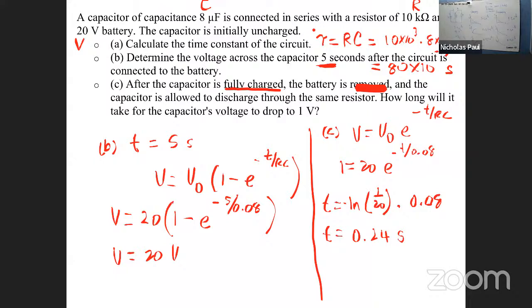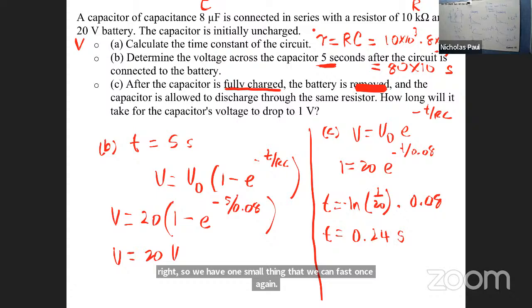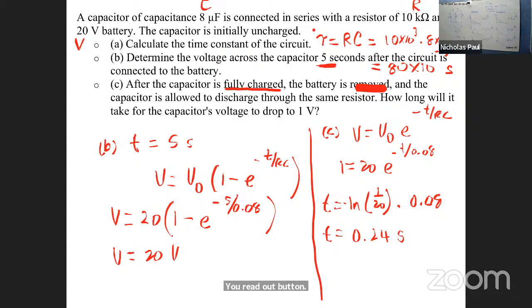Alright, so we have one small thing to do in capacitance again. That's your homework. Read up on energy stored. Right, and then we'll put it together and do some past papers next week.